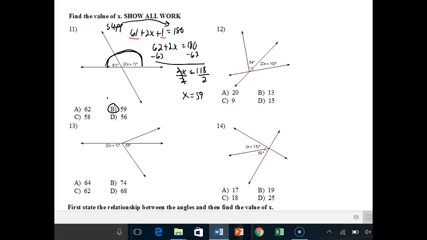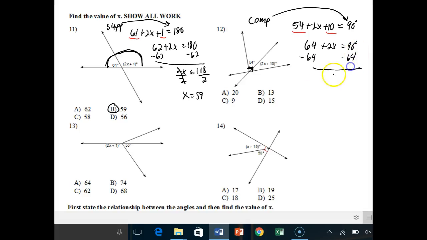Now I'm going to do number 12, because on number 12 we have a complementary relationship. So that's 54 plus 2x plus 10. This time is equal to 90 degrees. Why 90? Because we had a complementary relationship. Why complementary relationship? Because of this right angle here. Two angles that add up to 90 degrees have a complementary relationship. So we say 54 plus 10 is 64 plus 2x is equal to 90 degrees. And then we subtract 64 from both sides. And we get 2x is equal to 26. We divide by 2. And we get our answer is x is equal to 13.